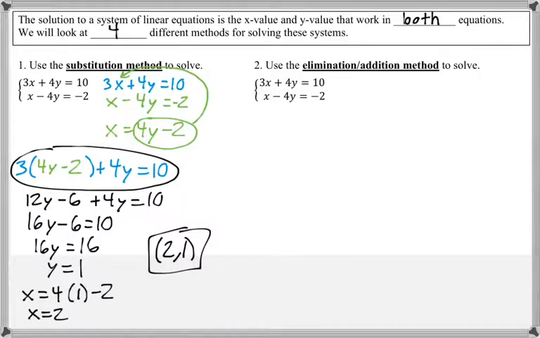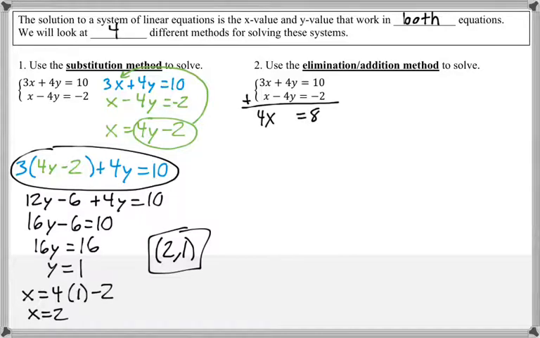On number 2, I'm solving the same system of equations, but I'm using a different method. I'm using the elimination, or what's sometimes called the addition method. So this method, I'm going to actually add up the equations vertically. So it's very different from the substitution method. And if you do this, you're going to get 4x. The y's are going to cancel out, and you're left with 8 on the other side.